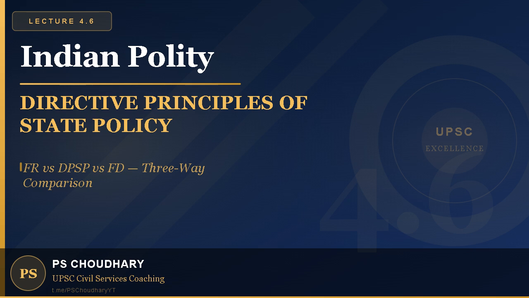Think carefully. The correct answer is Option 2. There are currently 11 fundamental duties. 10 were added by the 42nd Amendment of 1976. The 11th, the parental duty to provide education to children aged 6 to 14, was added by the 86th Amendment of 2002 along with Article 21A and the amended Article 45. Options 1, 3, and 4 all give incorrect numbers.